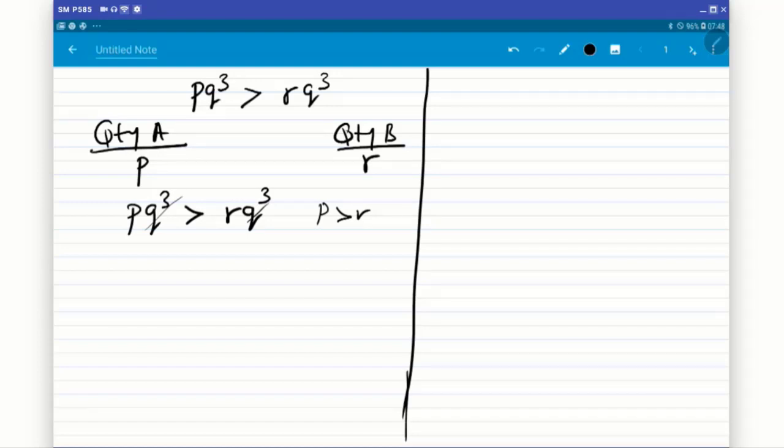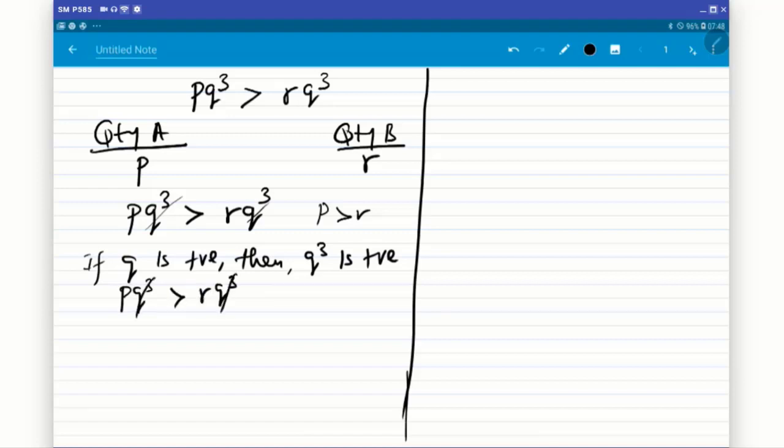And why is because this q, we are not sure if q is positive or negative. So if q is positive, then q raised to power 3 is positive. Alright? Because when your number is a positive number, if you raise it to any power, either odd or even, it remains positive once the number is positive. So if q raised to power 3 is positive, then we can simply say that we divide both sides by q raised to power 3, and then that means our p will be greater than r. And that is telling us option A. Quantity A greater.